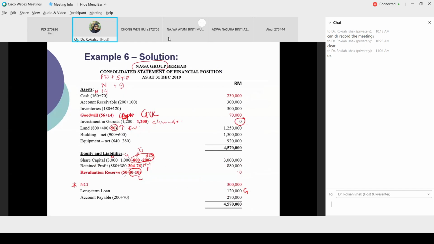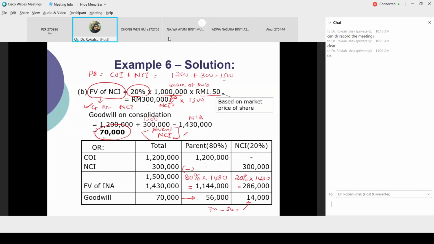So you don't have to prepare this table. Okay, no need to prepare this table. You don't have to prepare this table if the COI of parents here is equal to the fair value of the subsidiary. Okay, how to calculate the COI is the percentage of parents times the fair value of the subsidiaries. Okay, you need to check this one.